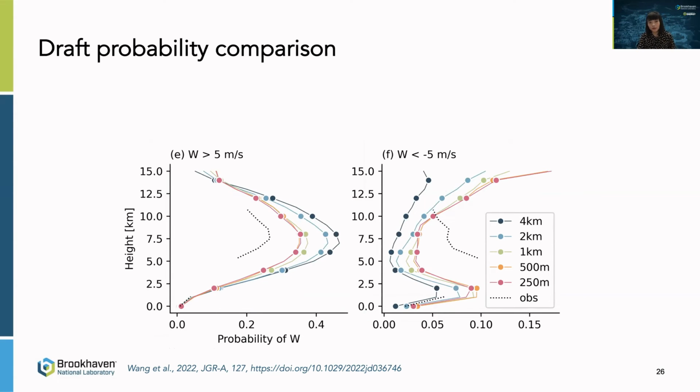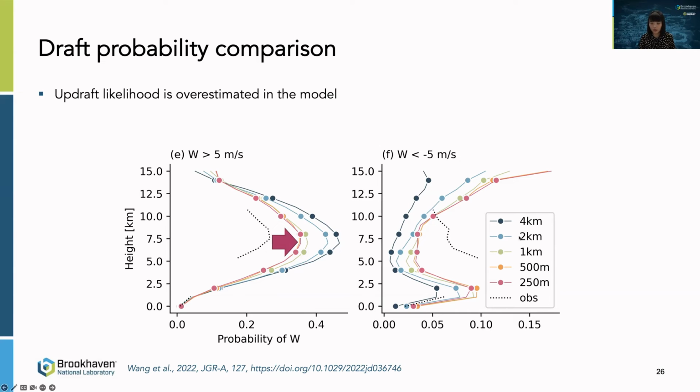Another important aspect of the updraft and downdraft is how often they occur in the convective core. To explore that, we plotted the updraft and downdraft probability as a function of height. We only care about the very intense updraft and downdraft cores with a velocity larger than 5 meters per second. For updrafts, you can see a peak in updraft likelihood in the middle levels, between 5 kilometers and 7 kilometers, and it's consistent between observations and models.